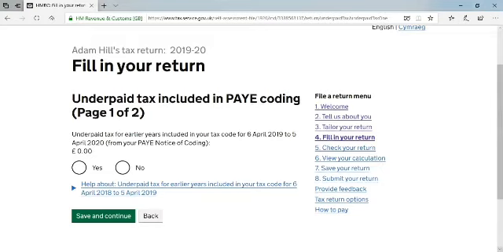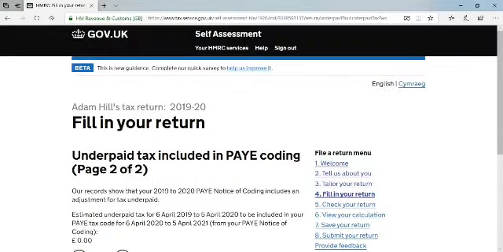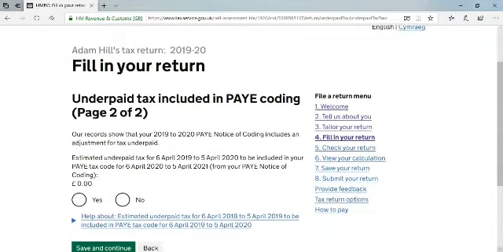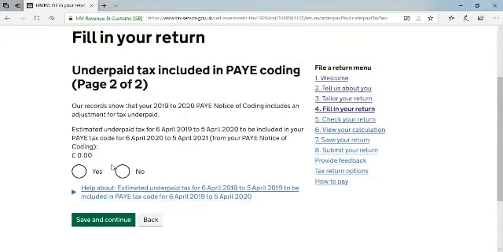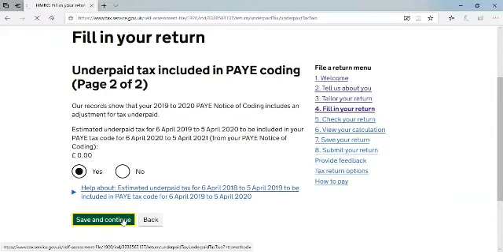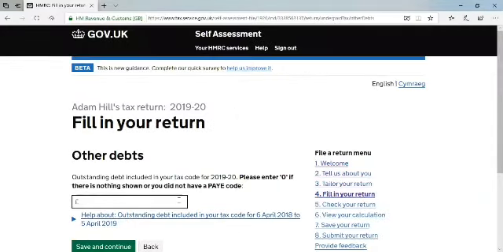After this, it's going to bring up a few standard tick box questions. You're just agreeing to the amount, really. Underpaid tax from earlier years, hopefully it will be 0, but this would be generated by HMRC, so we agree with that. Then same again, estimated underpaid tax to be included in your tax code, 0, so we can agree with that. Outstanding debt, we can enter a 0 there.